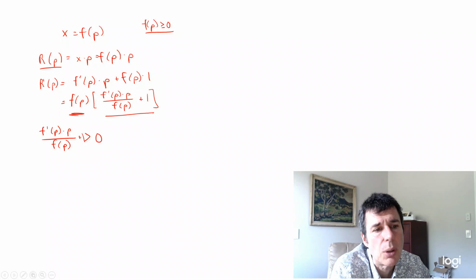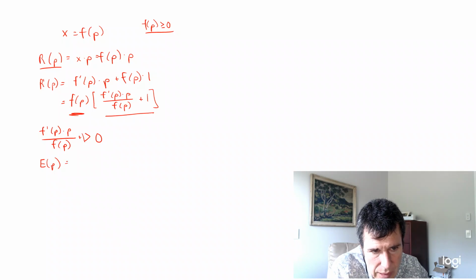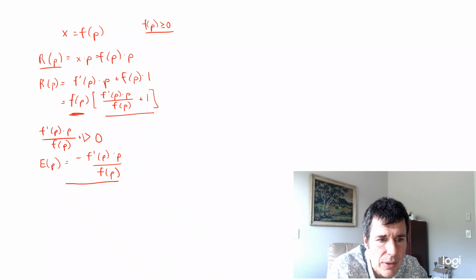Okay, so let's think about this equation for a second. And let's define something. We're going to define E of P, elasticity of demand, equals, we're going to put a minus sign into this, F prime of P times P over F of P. So this is our definition of elasticity of demand.